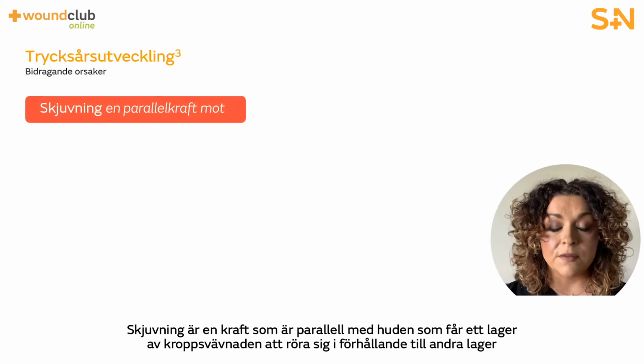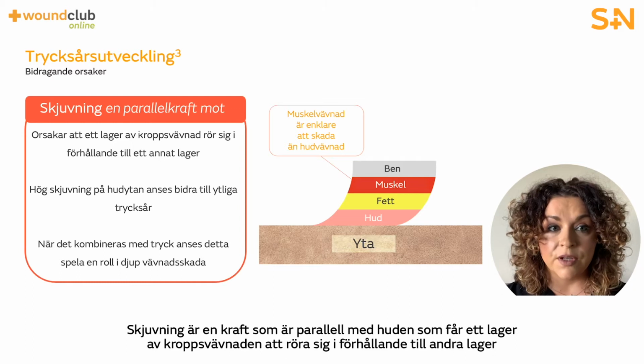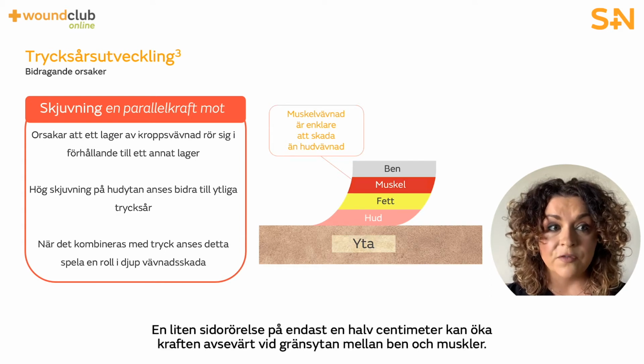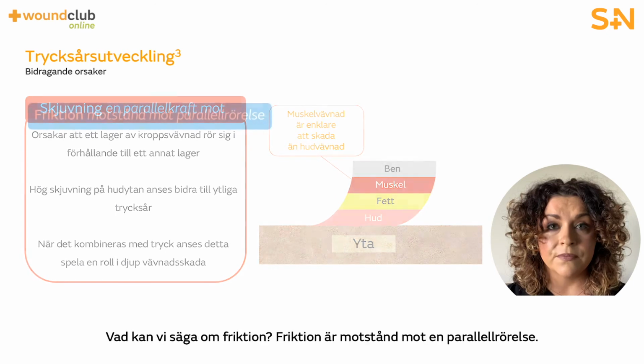Shear is a force parallel to the skin, which causes one layer of the body tissue to move in relation to others and is believed to play a role in deep tissue pressure injury. A slight lateral movement of only half a centimetre can significantly increase force at the bone-muscle interface. Muscle tissues are not as stiff as the skin and are more easily damaged.